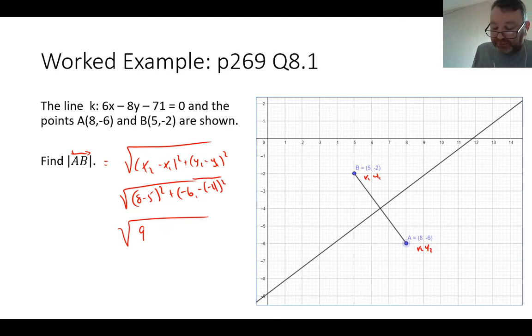Now that's minus 6 plus 2, which is minus 4, and minus 4 squared is 16. 16 and 9 is 25, and root 25 is 5. So there's how you use your distance formula.